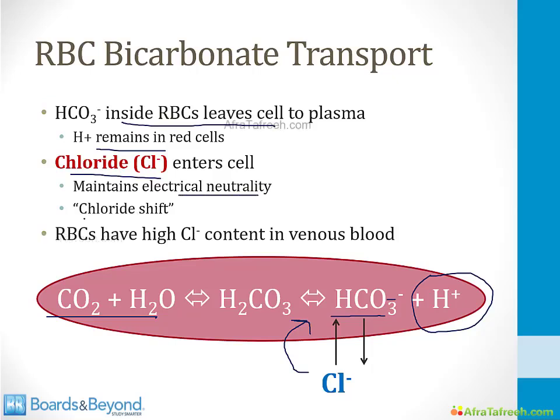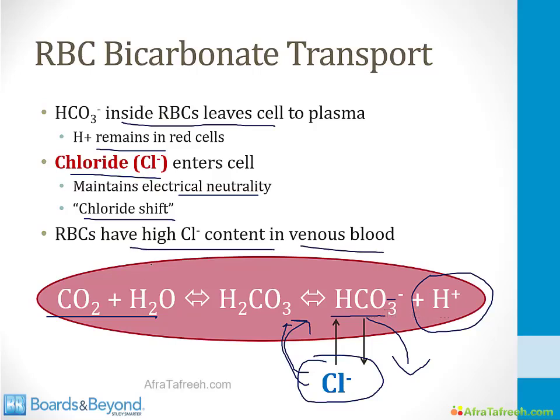This phenomenon is called the chloride shift, and for this reason, in the venous blood, you find lots of chloride in red cells. The reason you find that is because those red cells have pulled in the chloride in exchange for the bicarbonate that they're putting into the venous side. Any red blood cells in the venous blood are going to have lots of chloride for this reason.